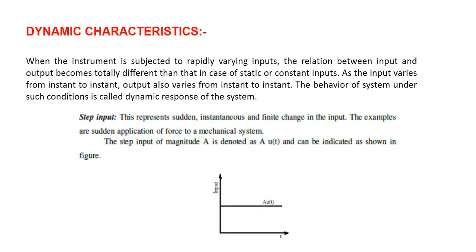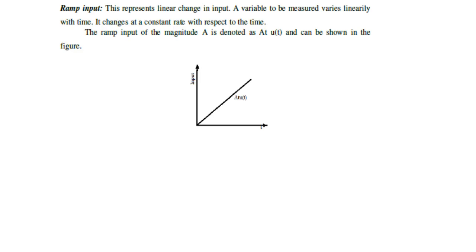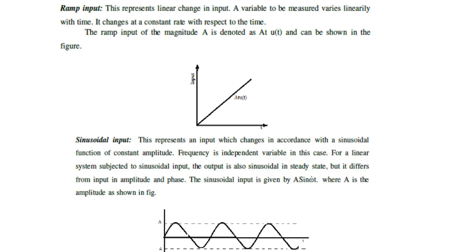The first is the step input. It represents a sudden or instantaneous finite change in the input. For example, sudden application of a force to a mechanical system. Second is the ramp. The ramp is something which changes linearly with time. A variable to be measured linearly varies with time. It changes at a constant rate with respect to time. That is the ramp function.